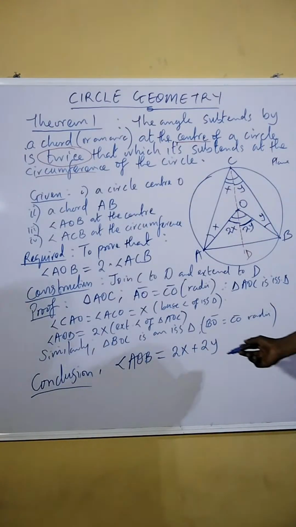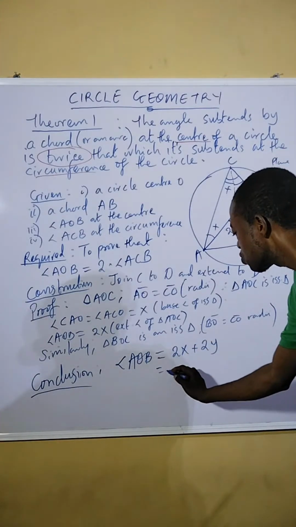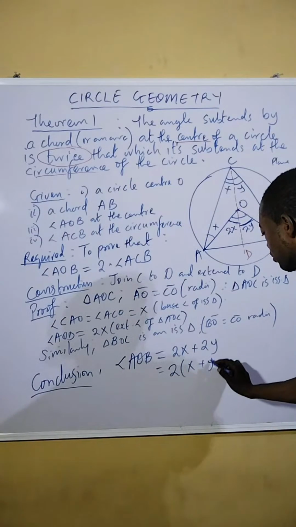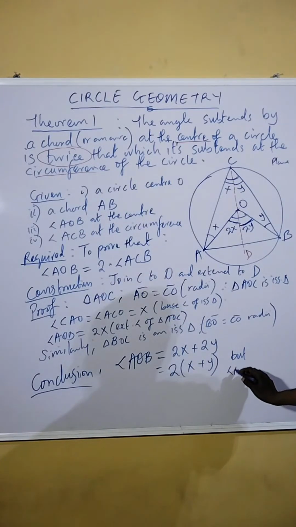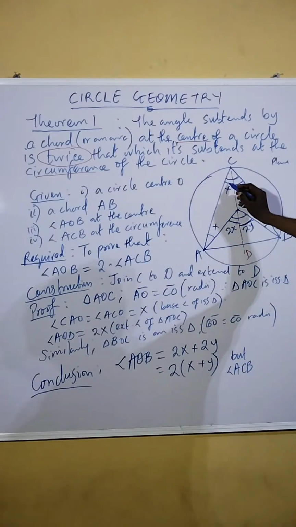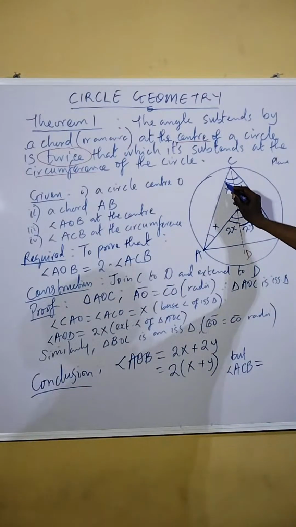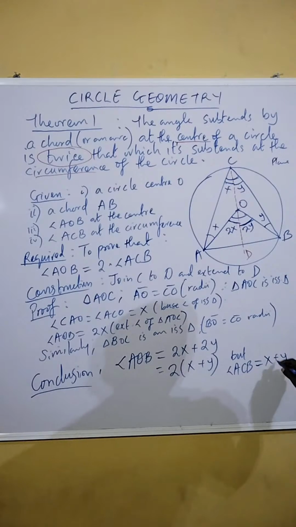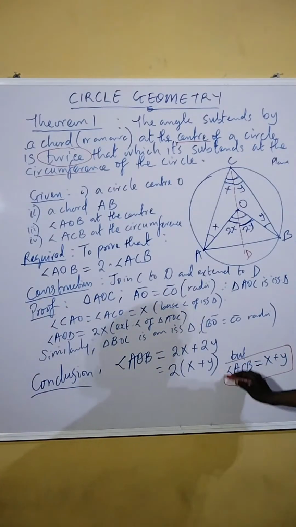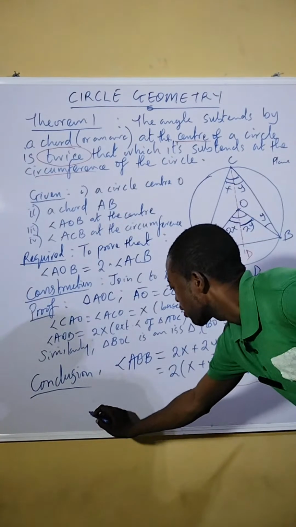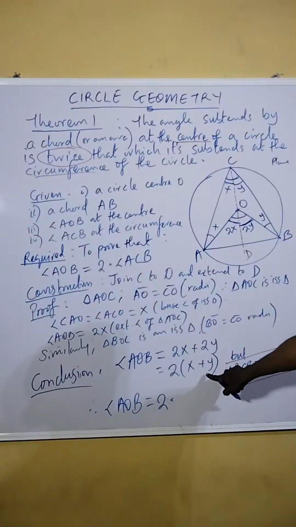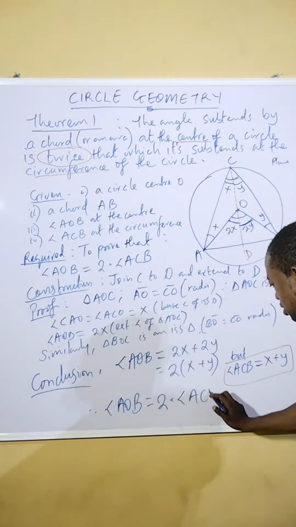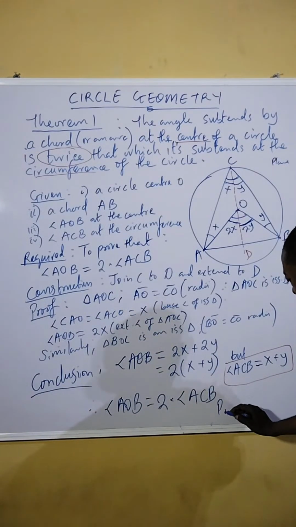Then 2 is common here, right? We can bring 2 out and say this is 2 into bracket x plus y. But also, when you look at the angle at the circumference here, angle ACB is the same thing as x plus y. So this is a fact from what we have in the diagram. Therefore, angle AOB is equal to 2 multiplied by, instead of x plus y, angle ACB. Therefore, the required has been proved.